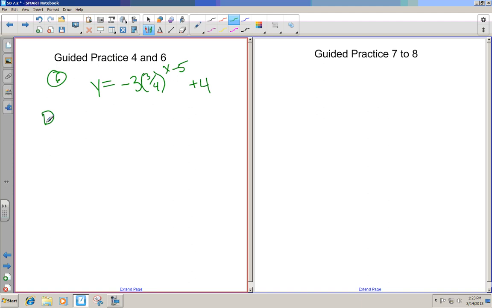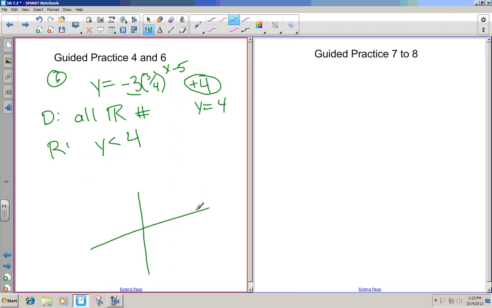Domain you should get right all the time for these because it's always going to be all real numbers. The range is either y greater than the asymptote or less than the asymptote. Rewind and look back at your notes and you'll know that since this is negative, it's going to be less than the asymptote. And the asymptote is at y equals this number right here. So the range is y is less than 4. That should actually be the easiest part of these problems, finding the domain and the range. And I'm sorry this is crooked, but you understand that it shouldn't be.